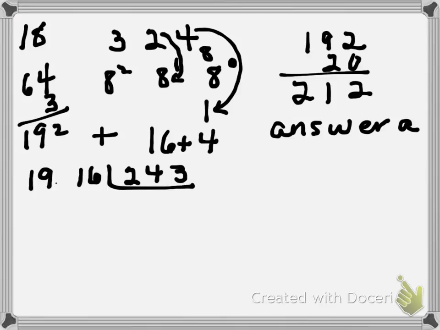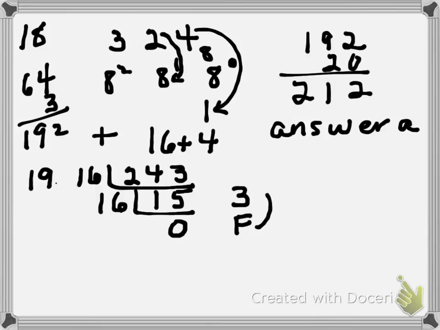Changing from decimal to hexadecimal, I divide by the base, which is 16. 16 goes into 243 once... 16 goes into 243 15 times, with a remainder of 3. Then 16 goes into 15 0 times, with a remainder of 15, which is F. And we always read from the bottom up. So this is F3, which is answer C.